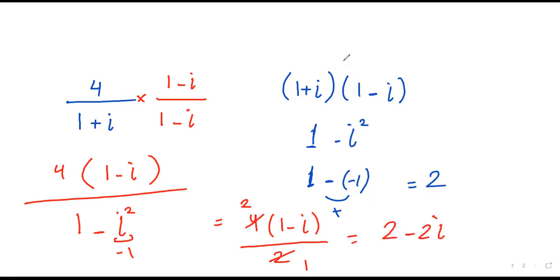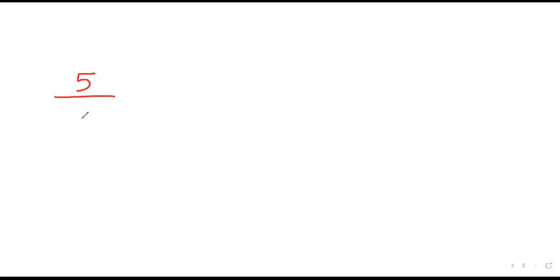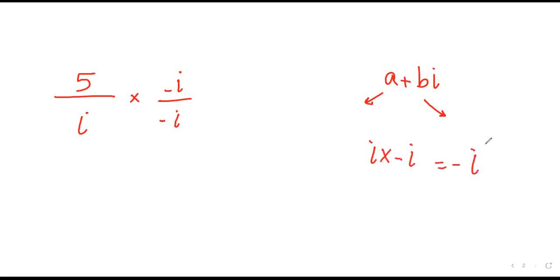That's it. If I have something like 5 divided by i and I want to simplify it, the meaning of simplifying a complex number is to write it in the form a plus bi, the real part and the imaginary part. So in this case, we can multiply by i up and down, or we can multiply by negative i up and down. And why negative i? Because i multiplied by negative i is negative i squared. So it's a negative, and i squared is negative 1. Negative times negative is positive, so it's 1.